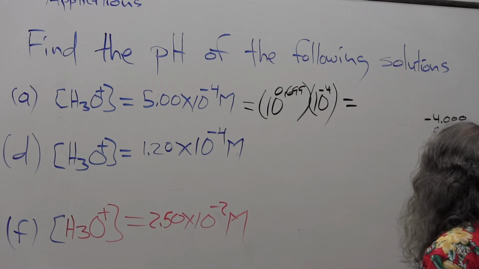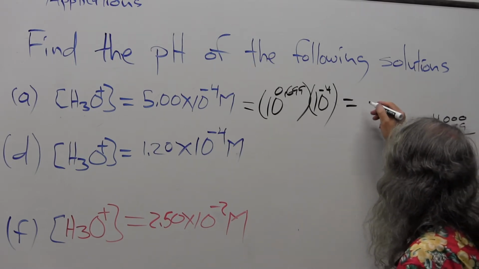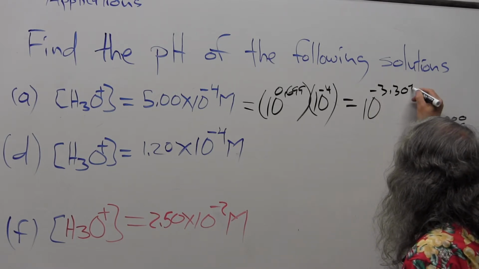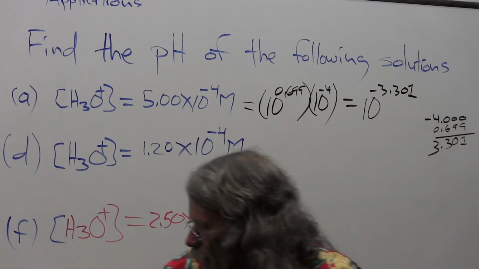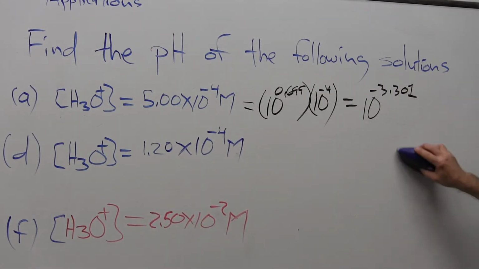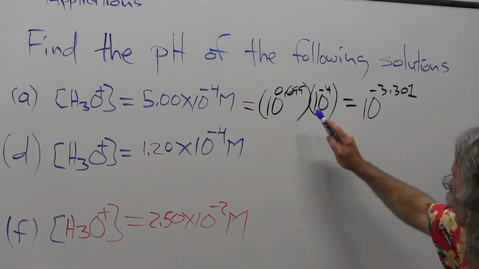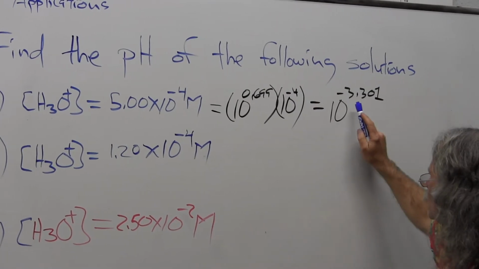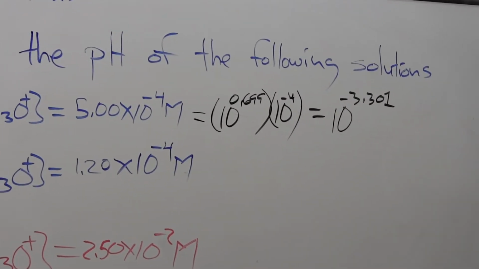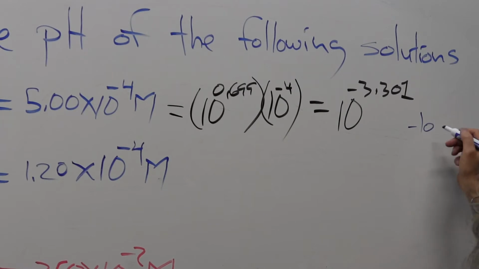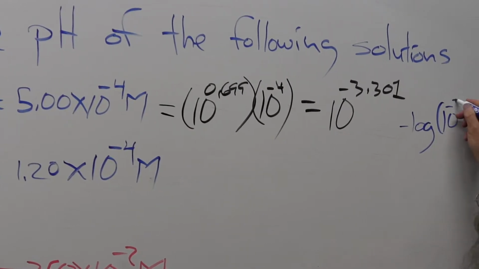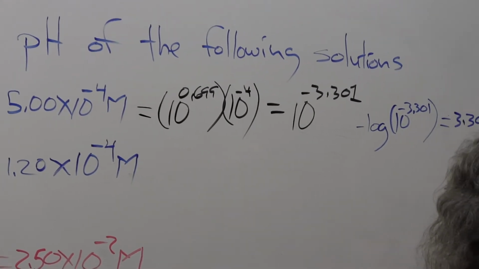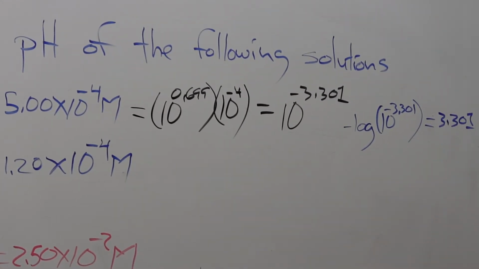I'm sorry, this is a 3 as well. This is equal to 10 to the negative 3.301. And so all I did was the rules of exponents. I know when to add. 0.699 minus 4 is minus 3.301, and the negative log of 10 to the minus 3.301 is 3.301.